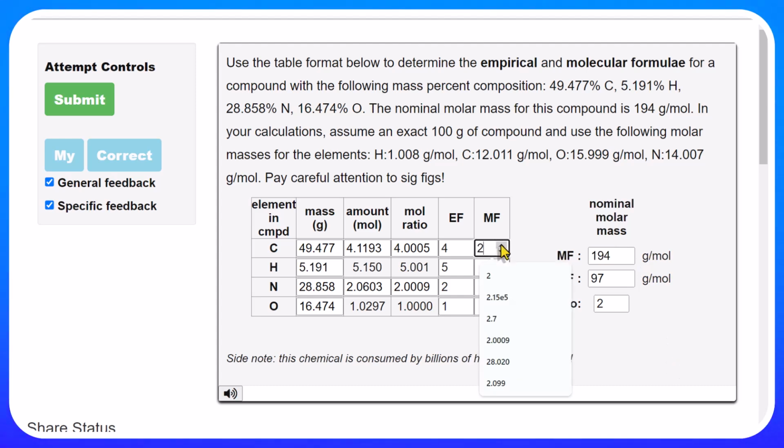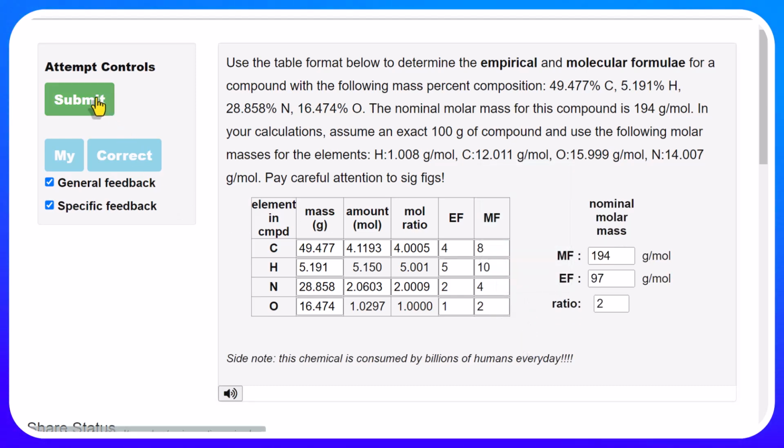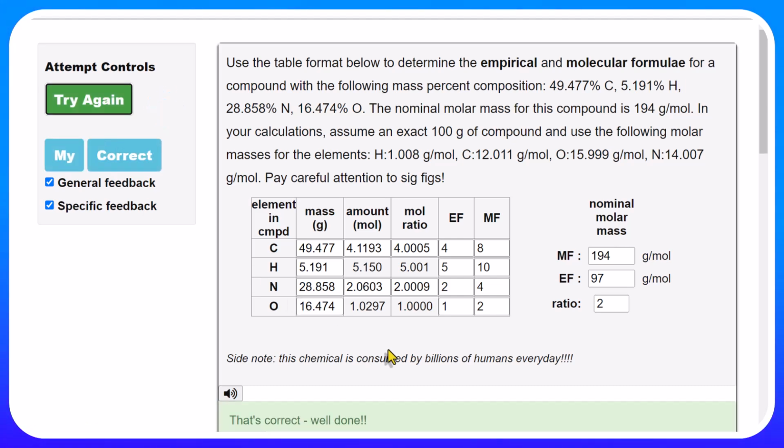Therefore, the molecular formula here will involve an 8, so I double that 4, will involve a 10 for the amount of hydrogen, will involve a 4 for the nitrogen, and a 2 for the oxygen. With some luck, when I submit, I have the correct answer, and so hopefully this works for you also when you do this homework. Again, I designed this to simulate how the calculation would go if you were doing this on paper. I hope you find it of benefit.